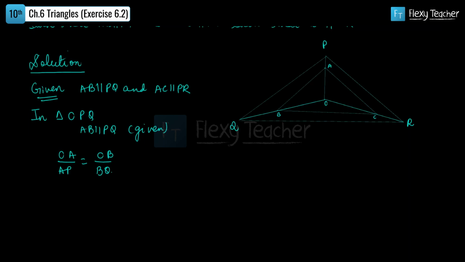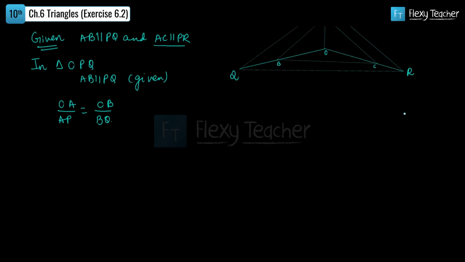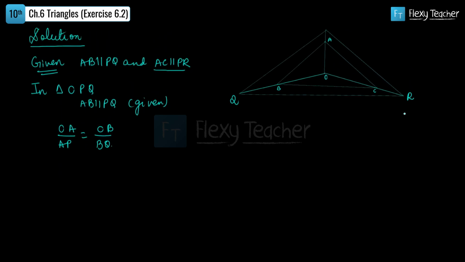It is given that AC is parallel to PR. Now again, this AC and PR belong to triangle OPR. Okay. So just like this triangle OPQ, we will write the ratios for triangle OPR also. In triangle OPR, we are given that AC is parallel to PR. This is given to us.